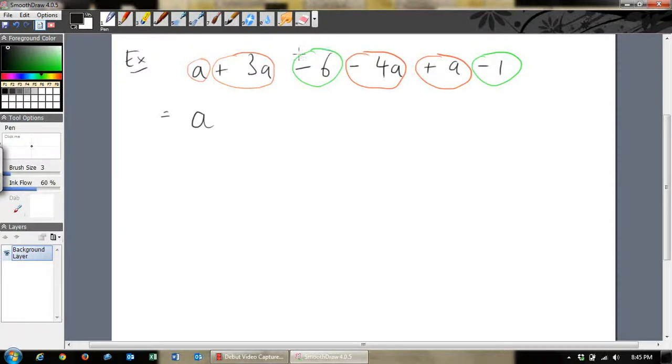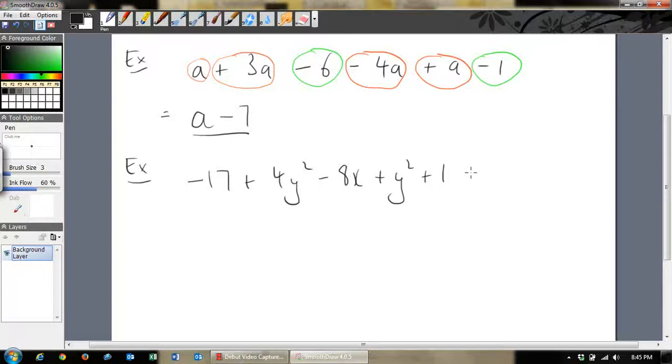And you just need to put your constants together. You've got negative 6 here, minus 1. Negative 6 minus 1 is negative 7. And so that is your answer there. Okay. Another example, and I'll make this my last example. Something like negative 17 plus 4y squared minus 8x plus y squared plus 1 and minus xy squared.